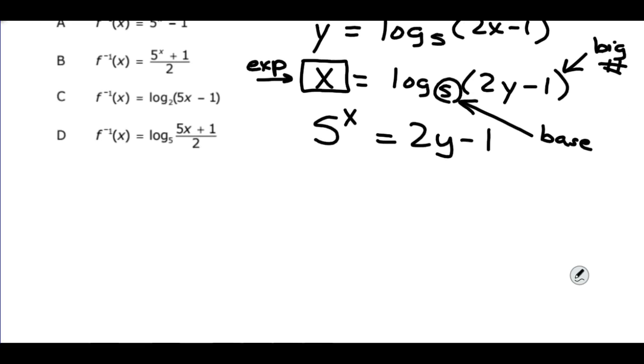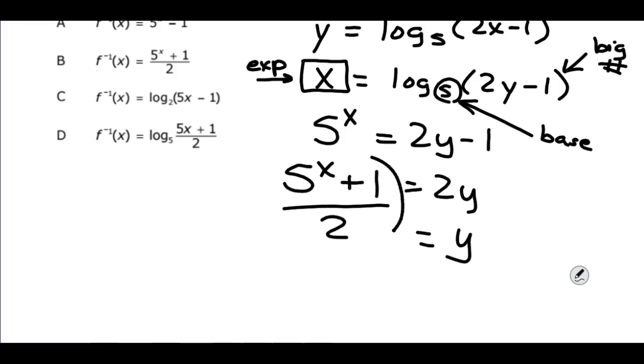And the first one is to add 1 to both sides. So we add 1 to both sides. We have 5 to the x plus 1 equals 2y. We divide both sides by 2. And we have 5 to the x plus 1 over 2. And that is our answer, B.